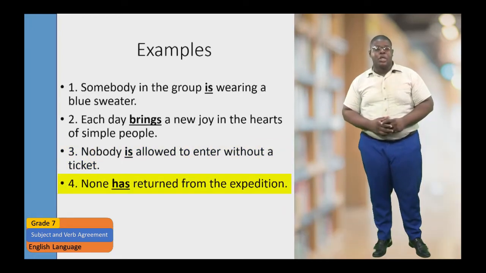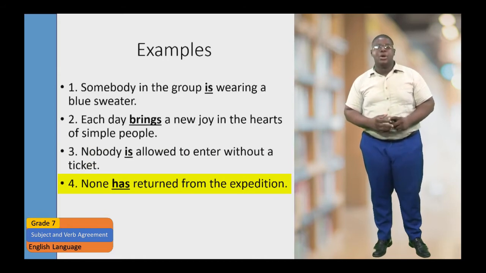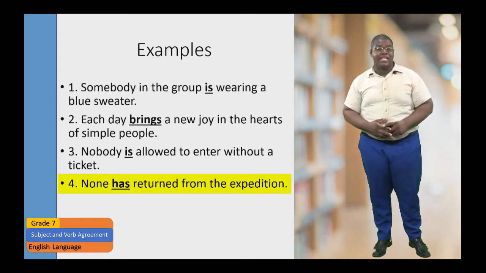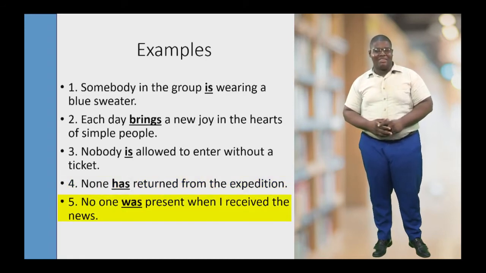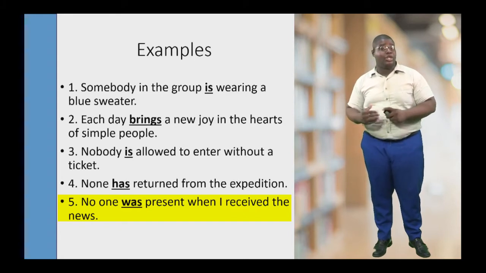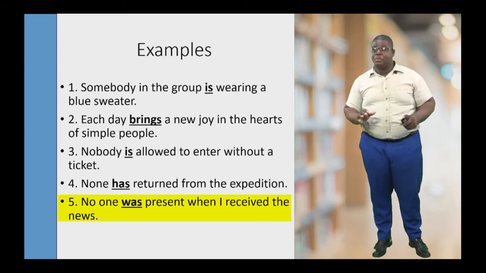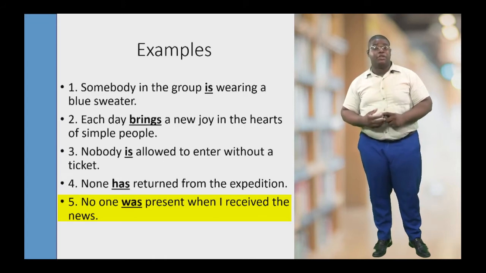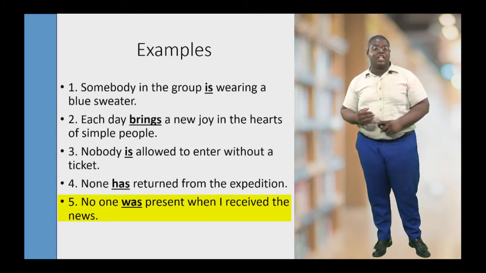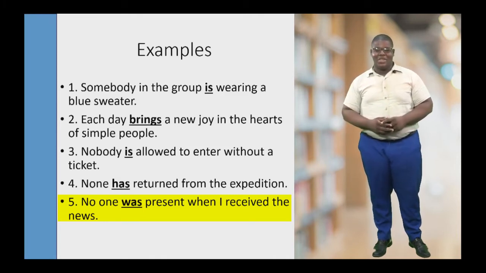Example 4. No one has returned from the expedition. We have the definite pronoun no one followed by the singular verb has. Example 5. No one was present when I received the news. We have the definite pronoun no one followed by the singular verb was. Do you think you get that?